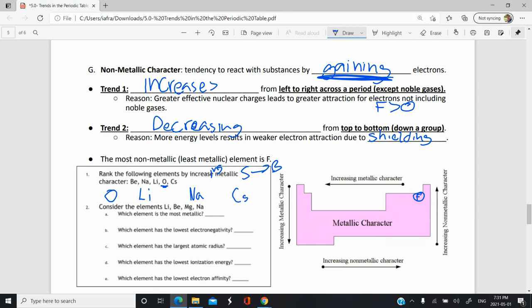I don't know where beryllium's going to fall. Let's compare beryllium to, it's probably going to be more than oxygen. But is it more than lithium in terms of metallic character, more than sodium, more than cesium? Let's take a look at beryllium and lithium.